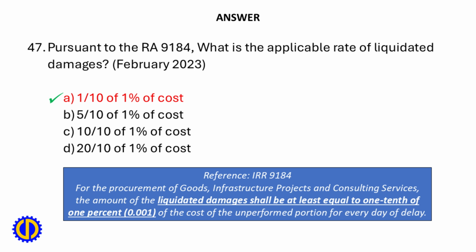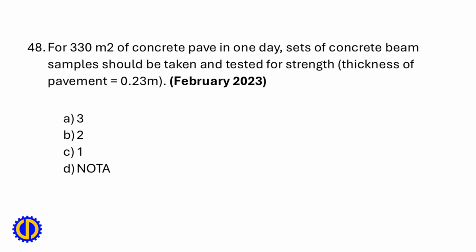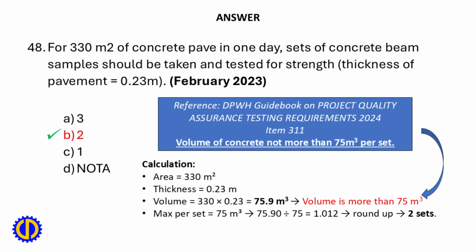of delay. 48. For 330 square meters of concrete pave in 1 day, how many sets of concrete beam samples should be taken and tested for strength? Thickness of pavement equals 0.23 meter. A. 3, B. 2, C. 1, D. None of the above. B. 2. Reference, DPWH Guidebook on Project Quality Assurance Testing Requirements 2024, Item 311.